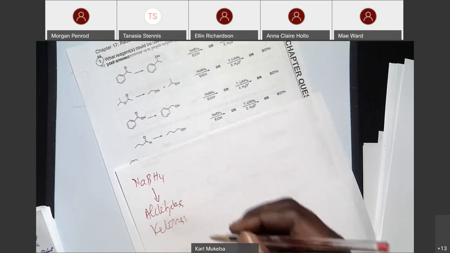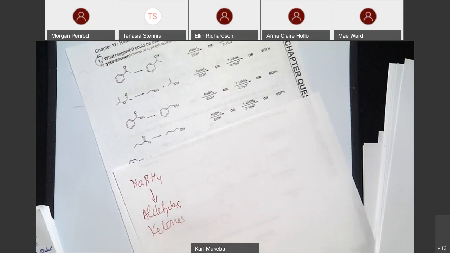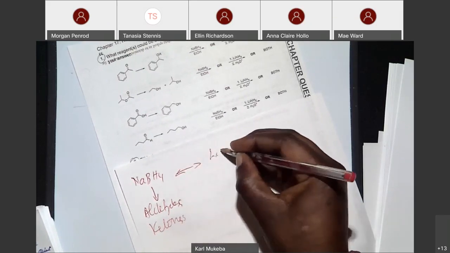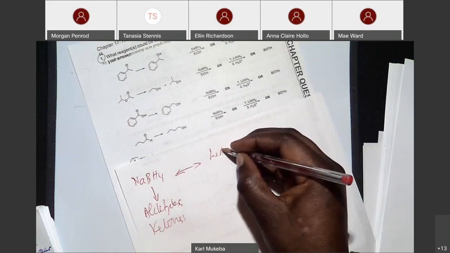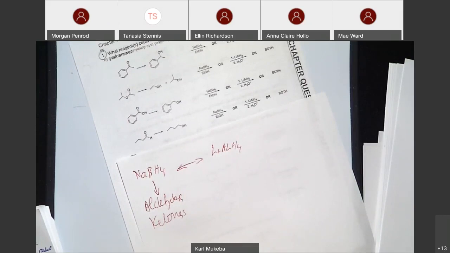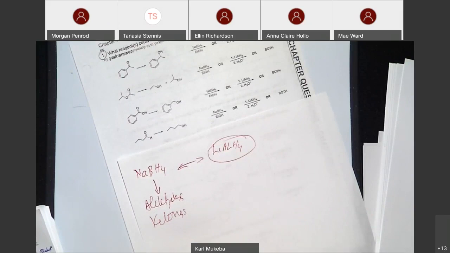But when you go to carboxylic acid and ester, NaBH4 is not strong enough. So this time we don't use only NaBH4. This time we have to go through lithium aluminum hydride, because this one can easily reduce carboxylic acid and esters.